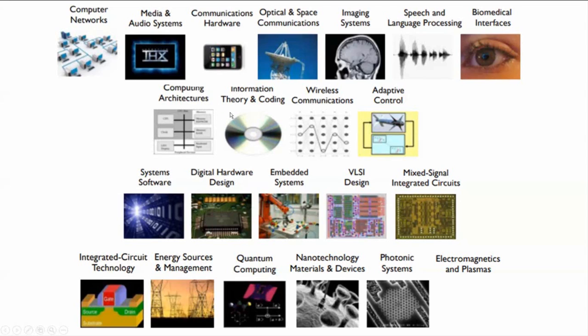You have computer architecture, information theory and coding, wireless communication, control system. And then you have the system verification technology. And then you have the physics layer, electrophysics. So these are different disciplines in electrical engineering.